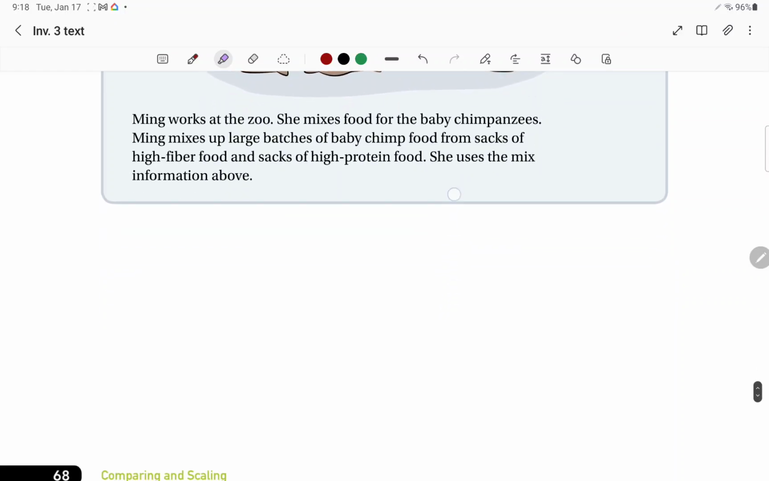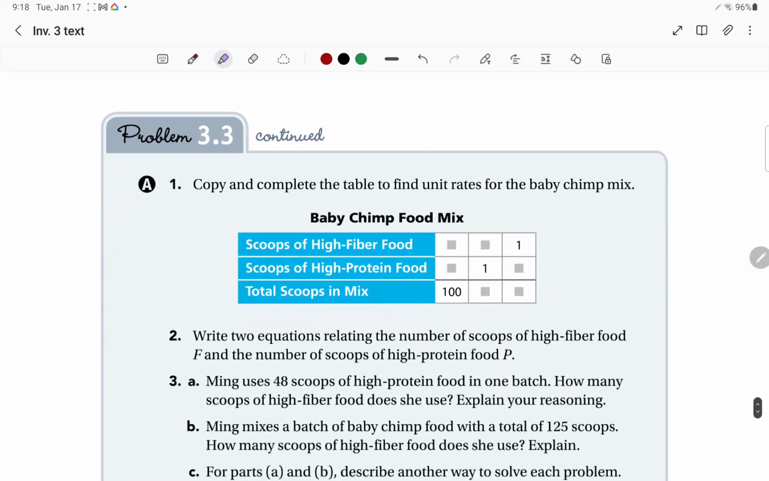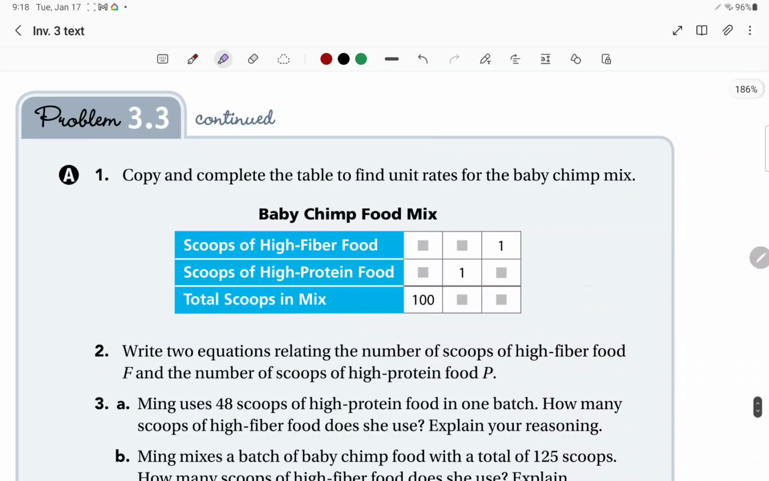Now, if we take a look at the first one, it says copy and complete the table to find the unit rates for the baby chimp mix. All right, so go ahead and copy this in your notes and then come back to the video to see how you did. So my hint for you here is to set up proportions for each one of these.